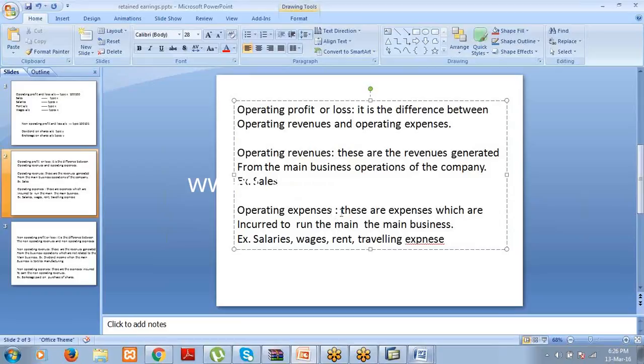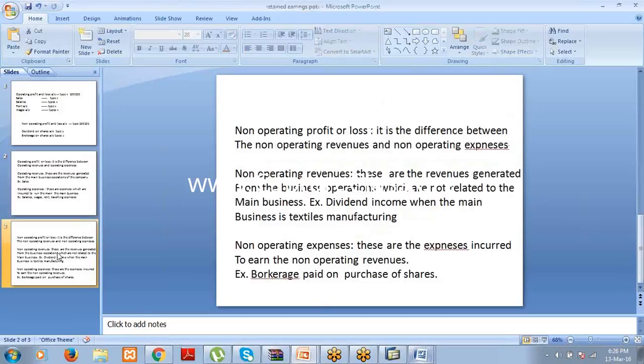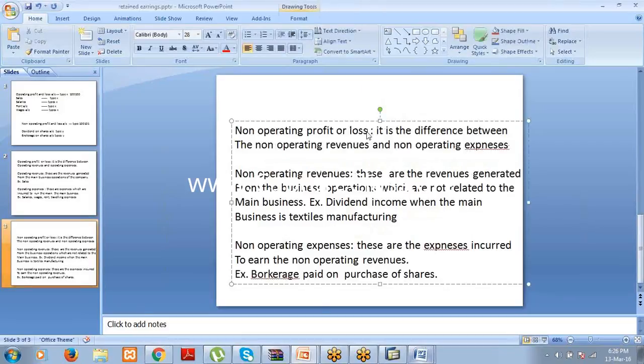Then operating expenses. These are the expenses which are incurred to run the main business. Example, salaries, wages, rent, traveling expenses, etc. So all the expenses which are incurred to run your business are called operating expenses. Then we have non-operating profit or loss. Non-operating profit or loss means it is the difference between the non-operating revenues and the non-operating expenses.